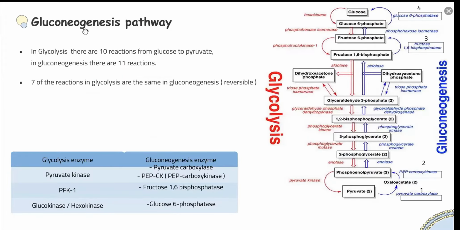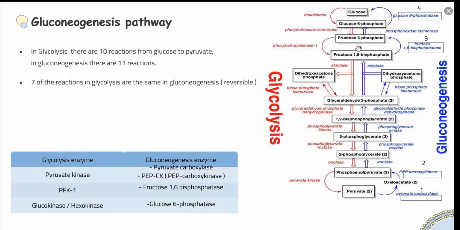So then the next thing is the gluconeogenesis pathway. In glycolysis, there are 10 reactions from glucose to pyruvate. And of course, remember in glycolysis, there are 10 reactions, and let's look at them.